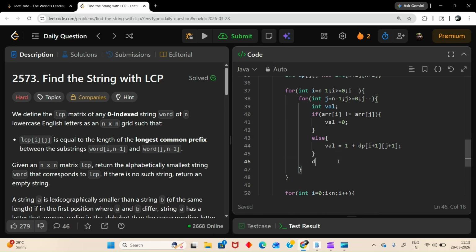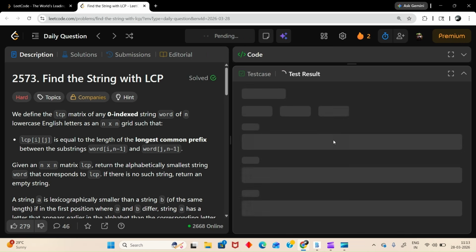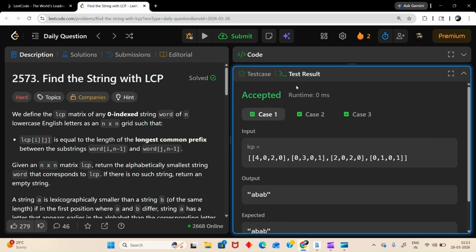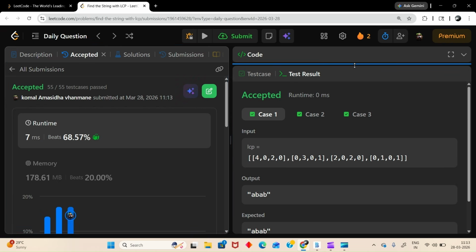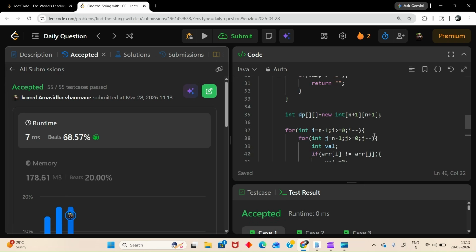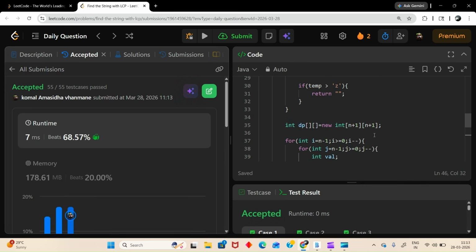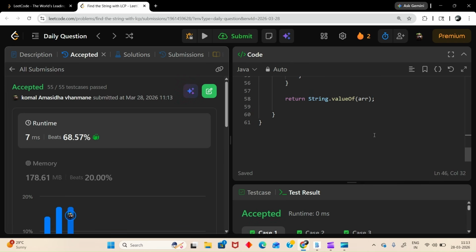Something, dp of i j should be that value, isn't it? Now let's run this. Yeah, let's submit this solution. Accepted. So in this way we can solve this question. This is a very simple approach to solve this.